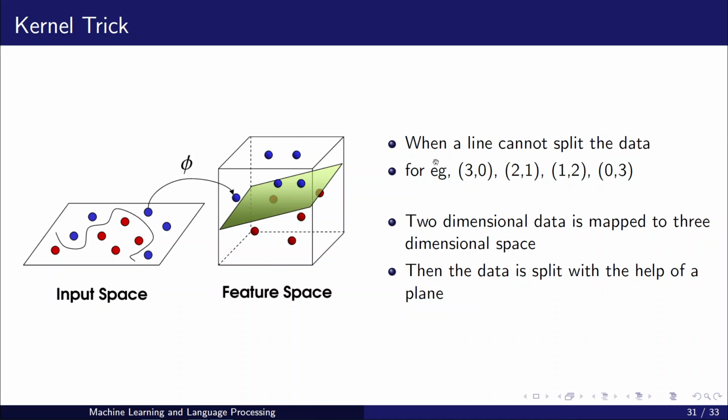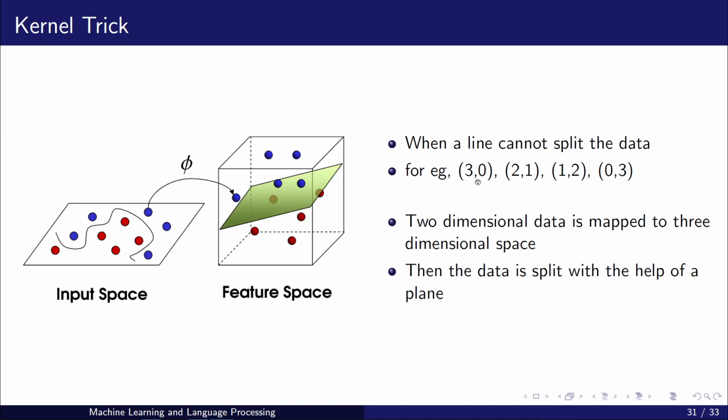For example, let's say you have four data points in two dimensions: (3, 0), (2, 1), (1, 2) and (0, 3). If you plot these on the x and y axes, you can see that all these data points lie on a line, so you cannot split them by using a single line. But if you map this into a higher dimension, some of the data points will be above a plane and some will be below.